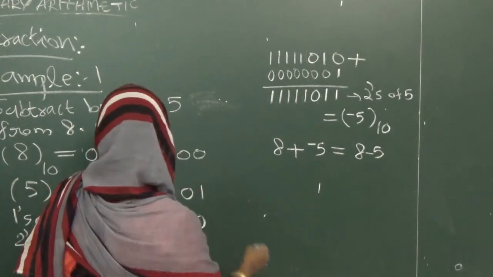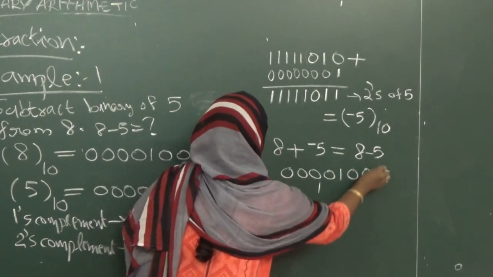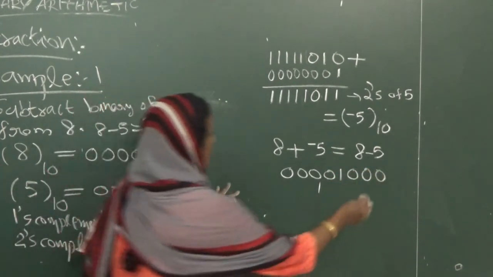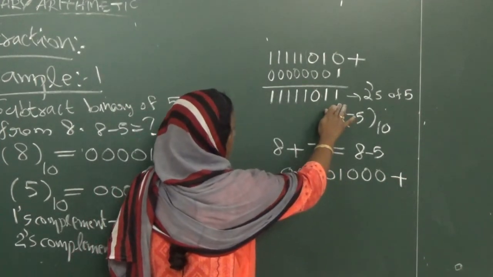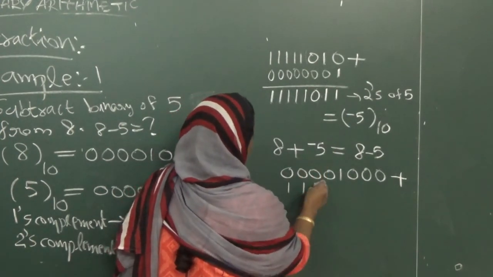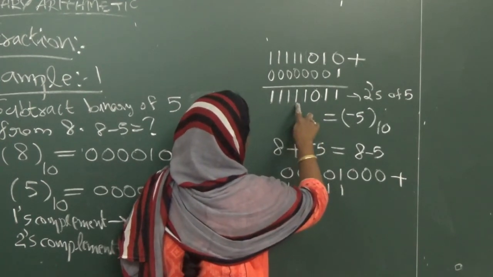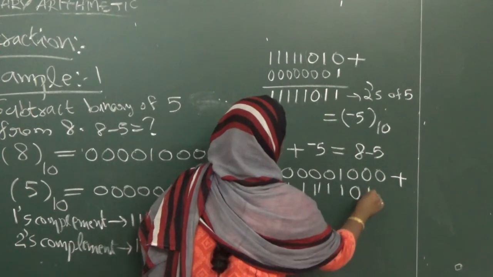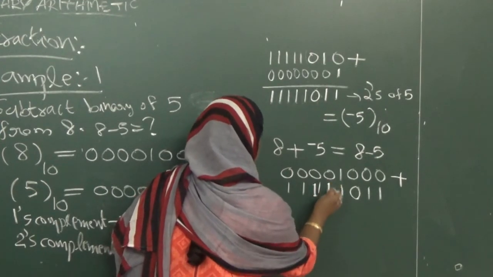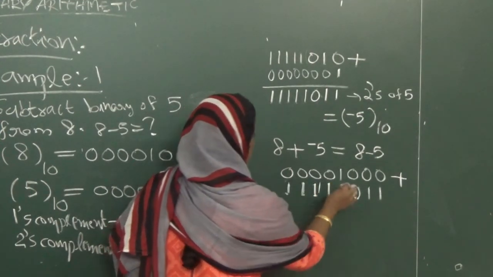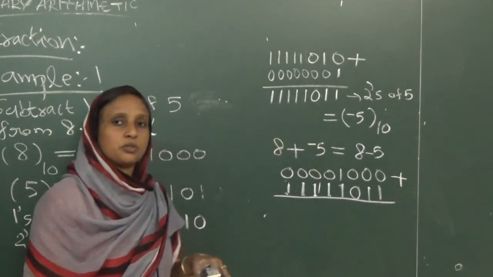So we can add here 8, which is 0, 0, 0, 0, 1, 0, 0, 0. Okay, this plus the binary equivalent of minus 5: 1, 1, 1, 1, 1, 0, 1, 1. Okay. So, you can add these two numbers.